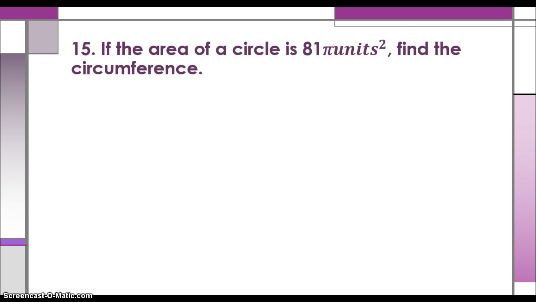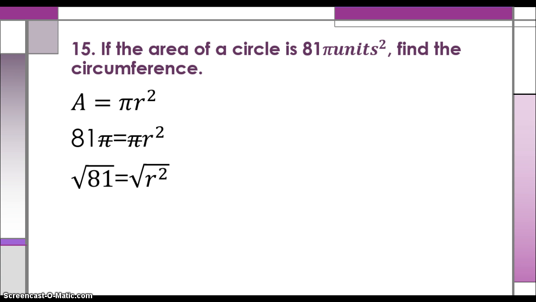Alright, number 15. If the area of the circle is 81 pi units, find the circumference. So again, we're going to have to use both equations. So we have the area, so we're going to use area equals pi r squared. And then you plug in 81 pi for area, and then you get pi r squared. And the pi's cross off because they're the same. And then you have to find the square root of 81 because that's how you unsquare a number. And if you take the square root of 81, you get r equals 9.